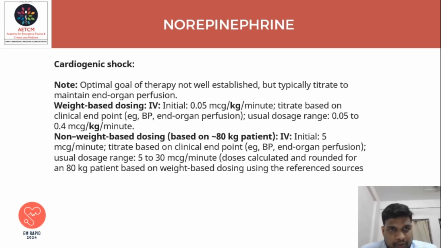Coming to cardiogenic shock, the optimal goal of therapy is not well established, but typically titrate to maintain end-organ perfusion. Coming to the dosage, IV route, initial 0.05 microgram per kg per minute, and titrate based on clinical endpoints, that is MAP of more than 65 millimeters of mercury and end-organ perfusion. Usual dose range is 0.05 to 0.4 microgram per kg per minute.